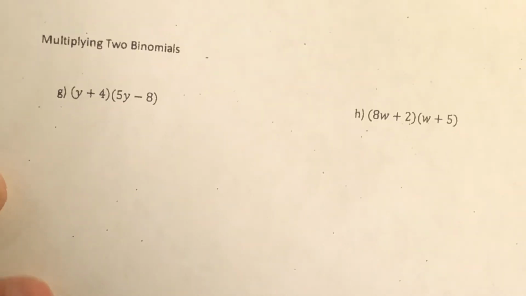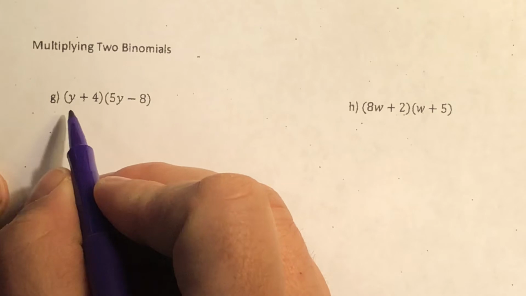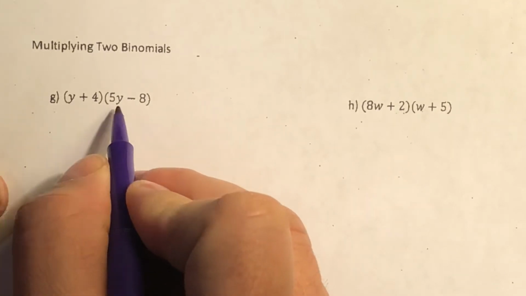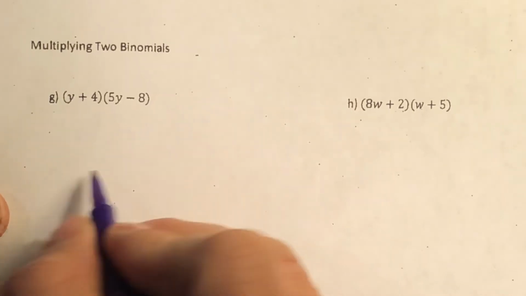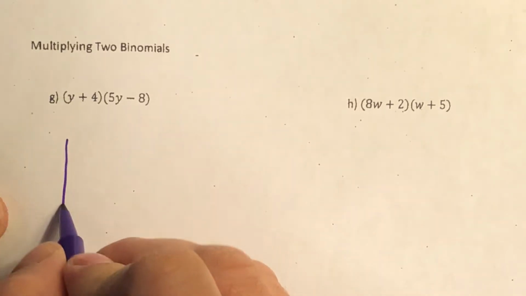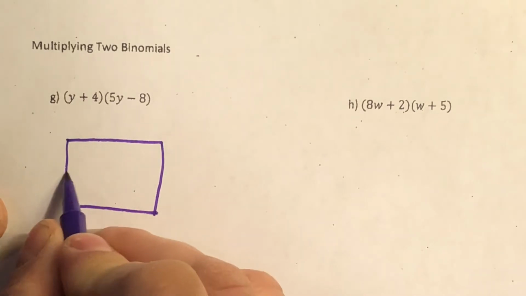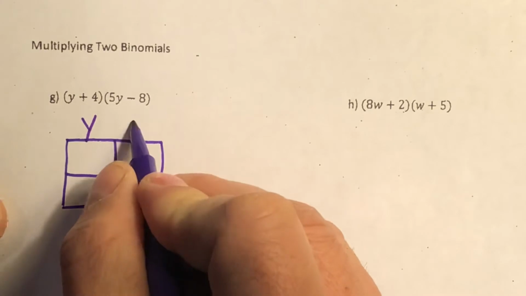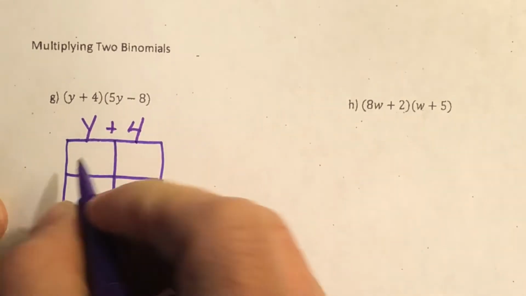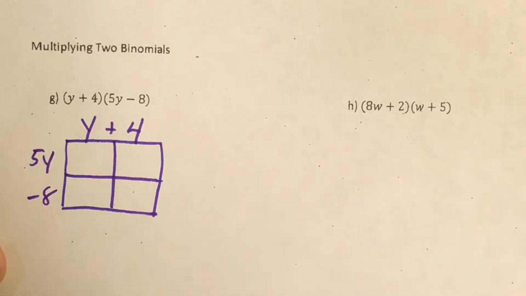Let's look at, again, multiplying two binomials. We're going to multiply y plus 4 times 5y minus 8. This time, I'm going to use that box method in case you like that. I'm going to make the box. Y plus 4 goes on top. 5y minus 8 goes on the bottom.